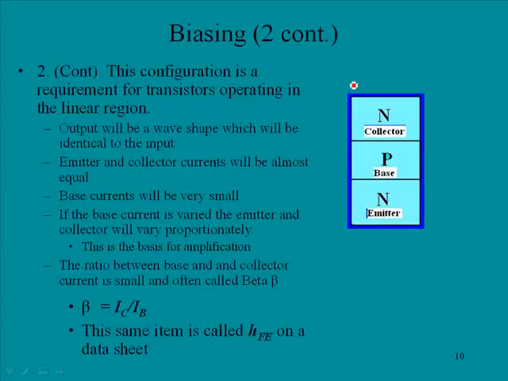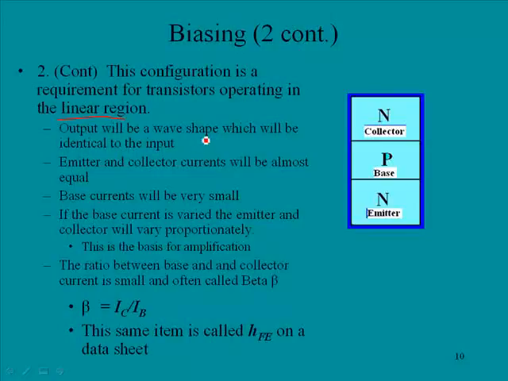Okay, continuing on with this discussion, this configuration is a requirement for transistors operating in the linear region. The output will be a wave shape which will be identical to the input. Now that is the characteristic of a linear operation.